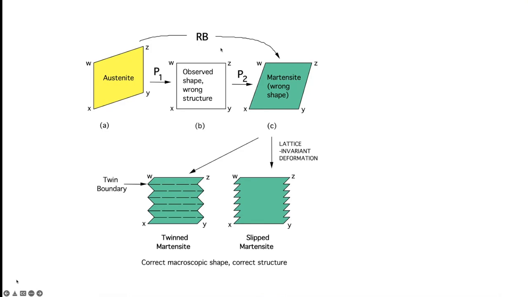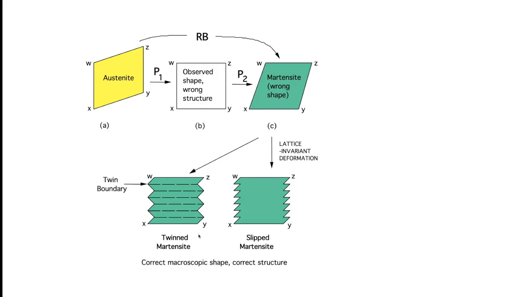So even if these planes are rational planes, for example, close-packed planes, the average interface here is no longer a rational interface. It depends on how much of this lattice invariant deformation we add. So what we are picking up when we measure the habit plane is this average plane here, or this average plane here. And that average plane is approximately (3 10 15) or (2 5 7). So we've explained perfectly the orientation relationship, the shape change, and the habit plane.